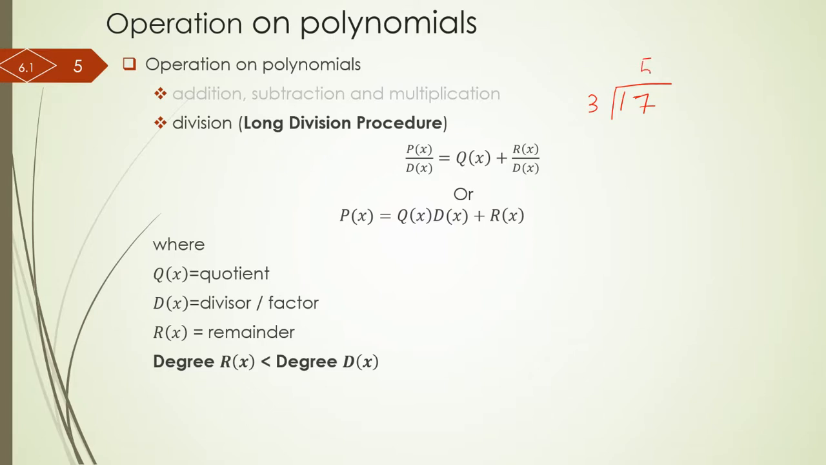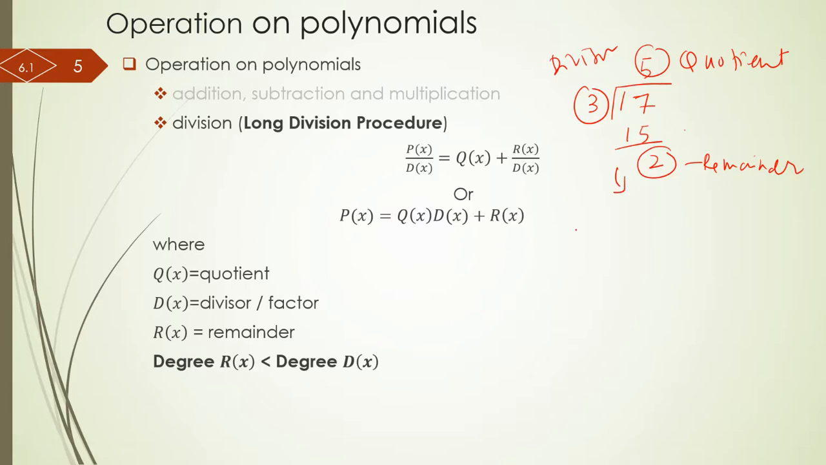So I'm going to have a 15. The balance is 2. So normally, the 2 we say as a remainder, and then this 3 we say is a divisor, and this one is our quotient.